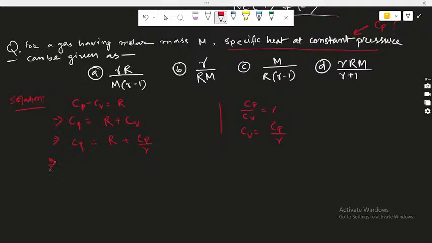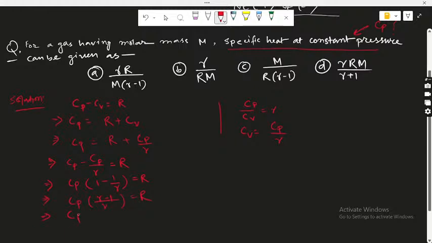So it will be like this. We'll bring it over: Cp minus Cp by gamma is equal to R. So you can write Cp common, and it will be 1 minus 1 by gamma is equal to R. So it will be Cp times gamma minus 1 divided by gamma is equal to R. So you can write Cp is equal to gamma R divided by gamma minus 1.